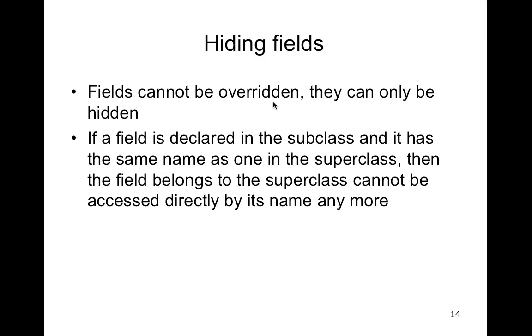So, all right, hiding fields, another topic. Fields cannot be overridden. They can only be hidden. What are fields? Data members. Another word for data members, or variables, as I mentioned earlier. So if a field is declared in a subclass and it has the same name as one in the superclass, then the field belonging to the superclass cannot be accessed directly by its name anymore. Because you've hidden it, essentially. It's out of view because it's out of context. So it's kind of another way of creating multiple variables, which you may or may not necessarily want, but occasionally you find a need to do that.